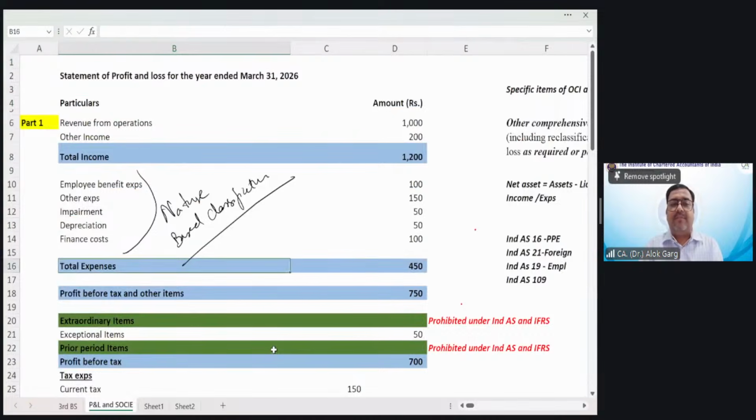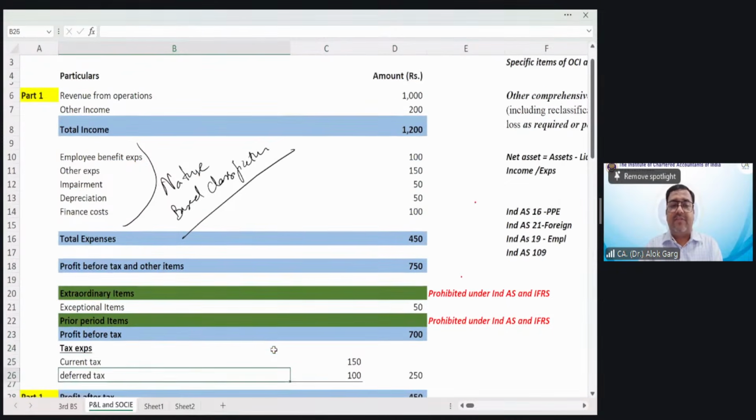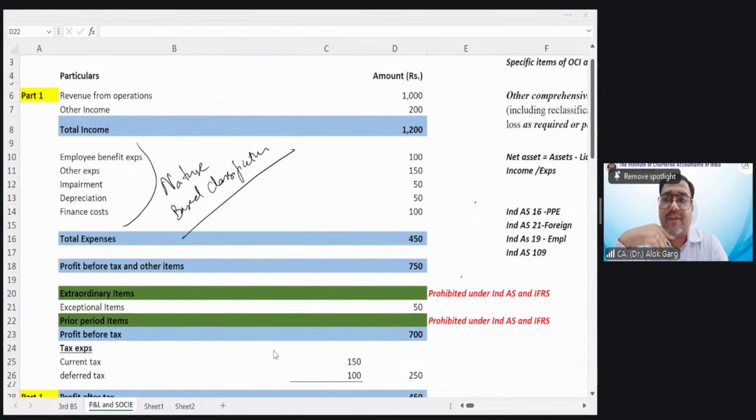Now, there is a profit before tax and other items. Then there are extraordinary items, exceptional items, and prior period items. Friends, in our IGAP P&L, in our accounting standard P&L, this prior period item was required to be disclosed separately on the face of the P&L. If a company found, oh, we made an error 5 years back, if a company detects or identifies any error which was made in the past, what does the company do? The company takes the impact of that error in the current year P&L as a separate line item known as a prior period item.